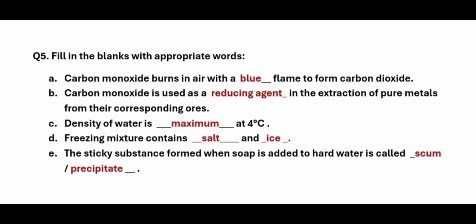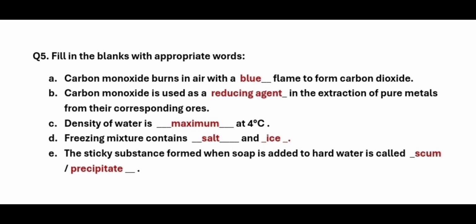Question number 5 is, fill in the blanks with appropriate words. The first subpart is, carbon monoxide burns with a dash flame. It has to be blue flame or bluish flame. Next is, carbon monoxide is used as a reducing agent which is used in metallurgy.